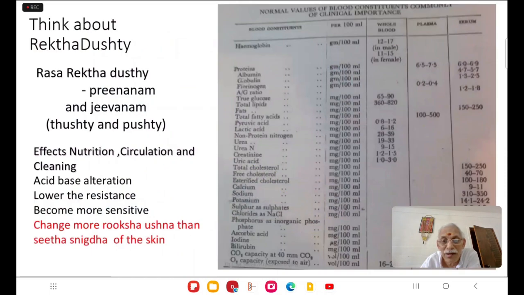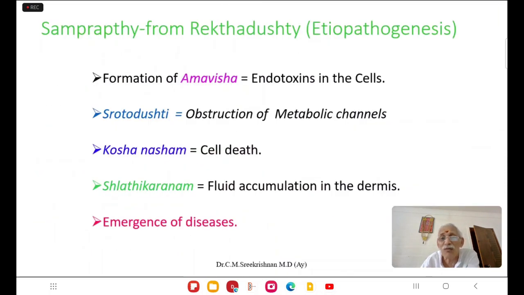I told you this one here. Now this one. So what is the samprapti from Rakta Dushti? The ectopathogenesis: from the Rakta Dushti, there will be some formation of Amavisha in the cell, or endotoxins in the cell. And that causes Srotodushti, that is, obstruction of metabolic channels. And it will cause koshanasha, or cell death.